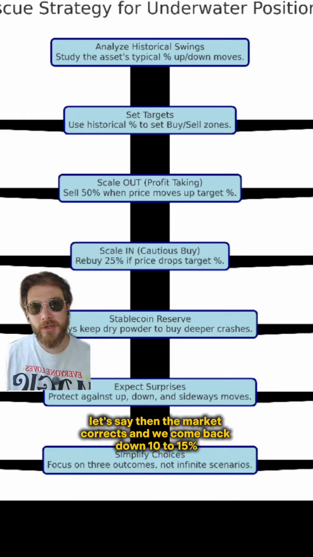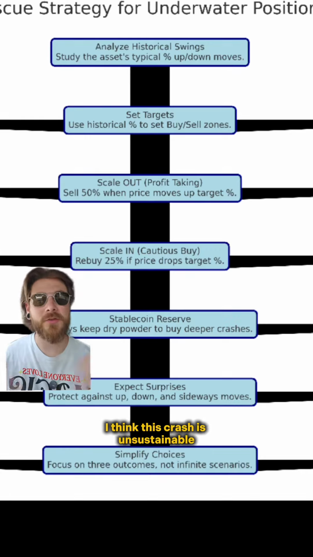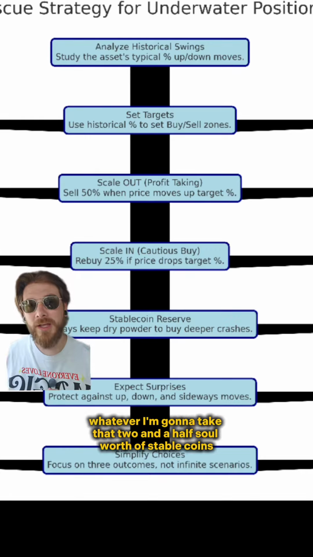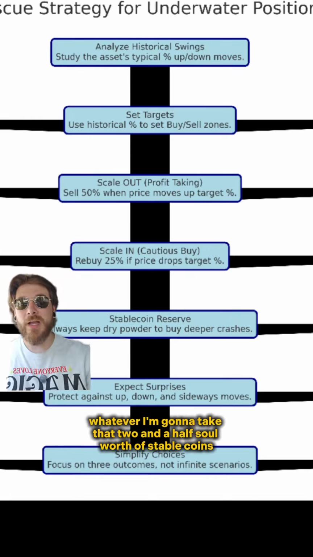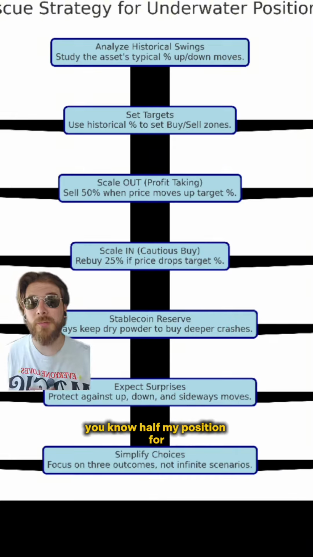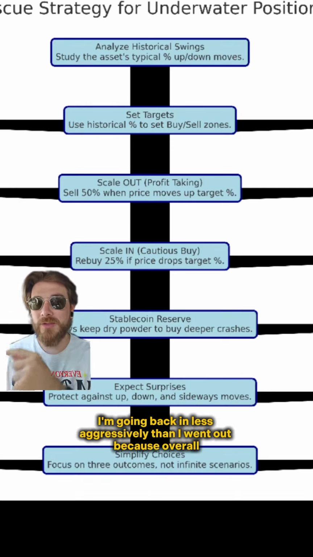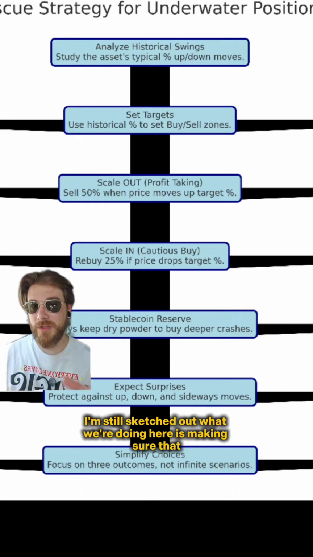Let's say then the market corrects and we come back down 10 to 15%, and I'm like, cool, great. I would like to add back in because it'll probably go back up from here. I think this crash is unsustainable. I'm going to take the stable coins from the amount that I just sold, half my position, and take a quarter of it and buy back in. I'm going back in less aggressively than I went out because overall I'm still sketched out.